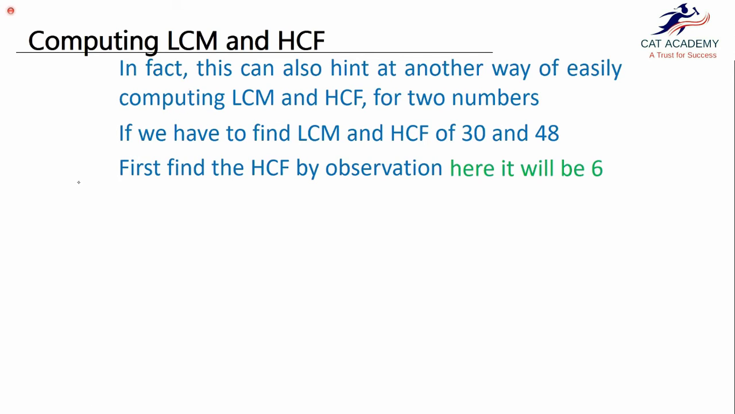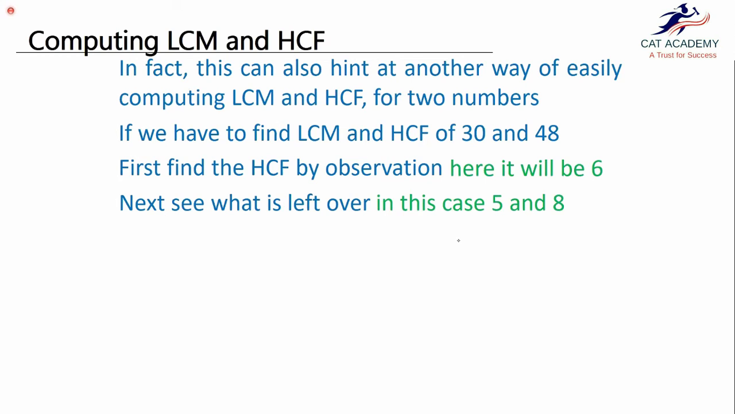First, find out HCF by observation. Here, the HCF is going to be 6. I can see it. 30 and 48 have a common factor 6. Right? So, what I will do over here, let's see what is left over. So, leftovers are 5 and 8. When I divide them by 6, my leftovers are 5 and 8.